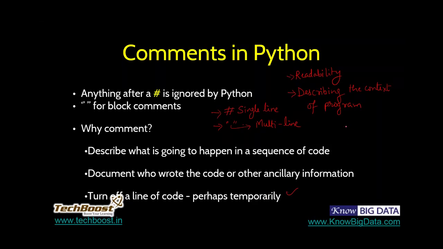So let's say I have a code which says print hello, and I have this in a file, and as of now I want to turn off this particular line of code. Since this is one line of code, and I don't want Python to execute it, I would just put a hash before it. This turns my code inactive for the time being. If I want to activate it again, I would have to remove this hash.